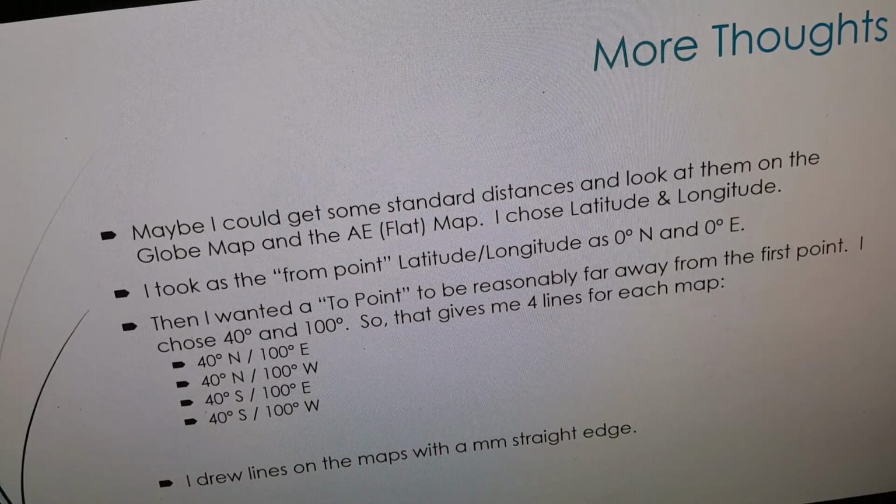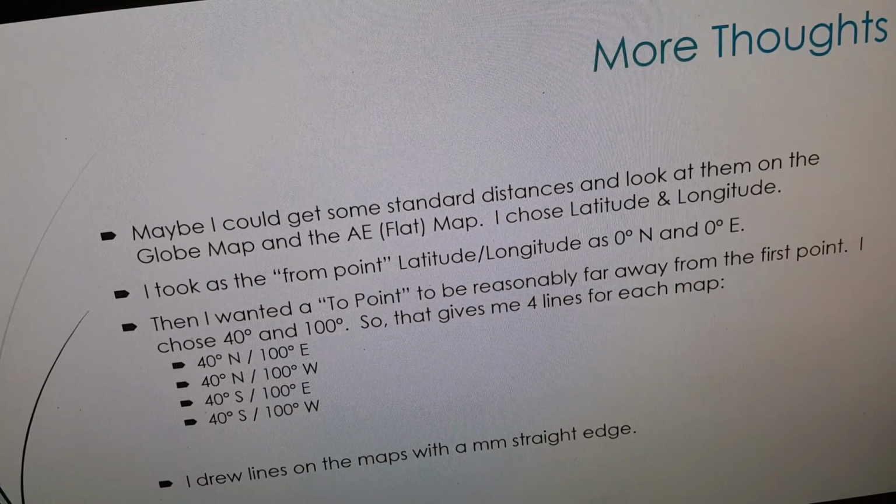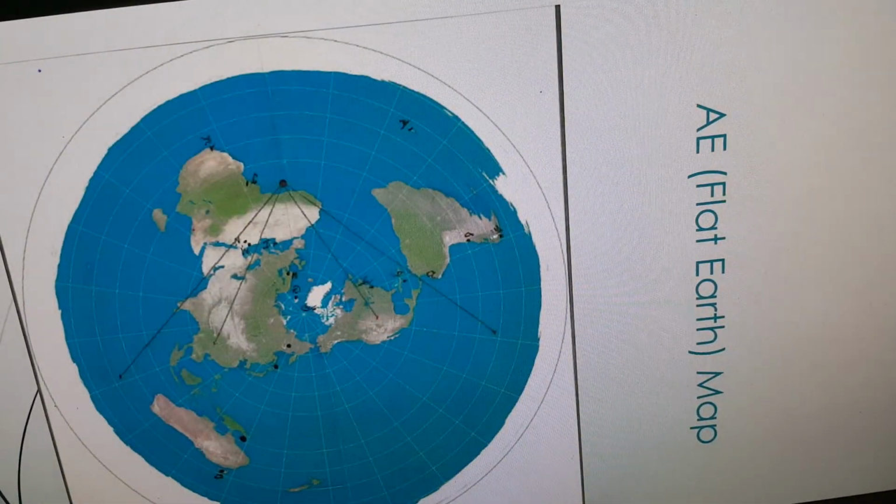And so using those, I can get 4 lines on each map to measure: 40 degrees north and 100 degrees east, 40 degrees north and 100 degrees west, 40 degrees south and 100 degrees east, 40 degrees south and 100 degrees west. And so then I drew lines on the maps with a straight edge. And here's what those lines look like.